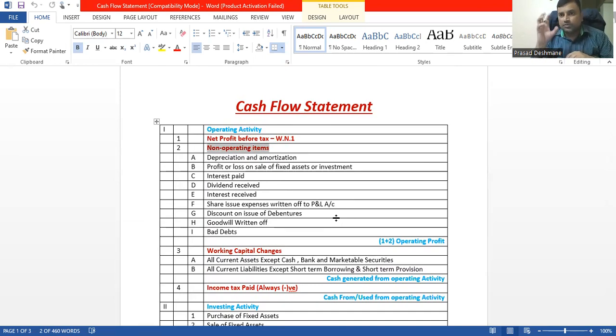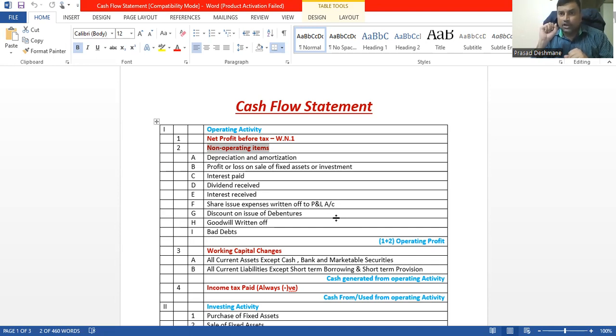Because we are taking the difference between profit, these are the items generally we take. Do you remember when we used to do the final accounts, we used to consider depreciation, dividend, profit or loss on sale of machinery or investment, interest received, share issue expenses, discount, goodwill, bad debts. All these expenses we used to consider while calculating profit. But we do not want the effects of the non-operating items in a cash flow statement because these are generally non-business related expenses. That's why we are going to exclude them.